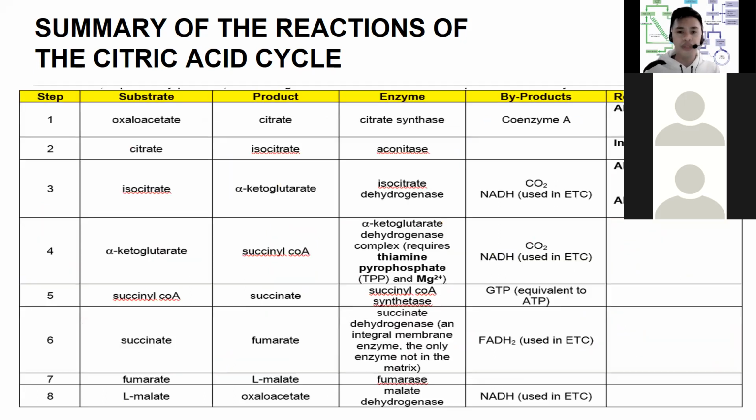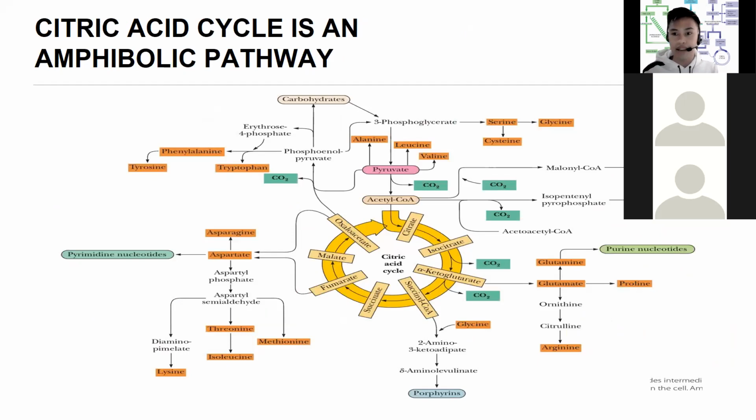Okay? So another thing you need to realize about the citric acid cycle, class, although we actually view it thus far as a catabolic pathway, in reality, class, the citric acid cycle can be viewed as an amphibolic pathway. When I say amphibolic pathway, meaning to say it can also be involved in anabolism. So that is why I'm telling you that the citric acid cycle is a central pathway for metabolism.